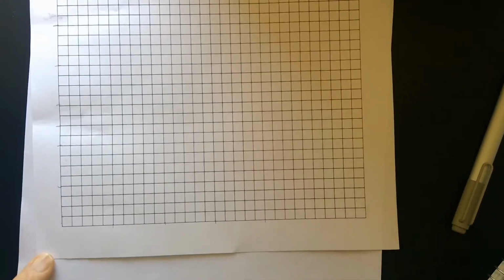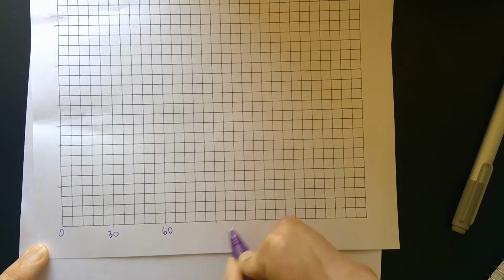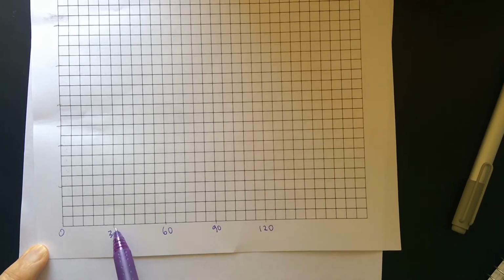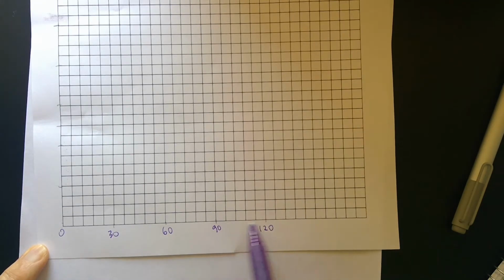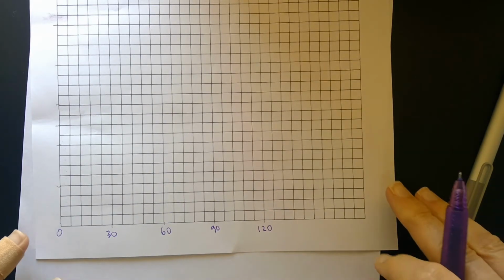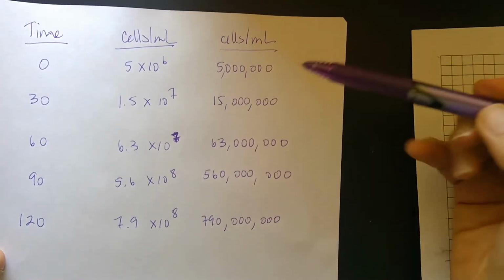So we want the horizontal axis of our graph to go from 0 to 120 minutes. So we can put 0, 30, 60, 90, and 120 along here. And please notice how I space these out equally, because there should be an equal distance between 0 and 30 as between 30 and 60 as between 60 and 90. There's a linear relationship.